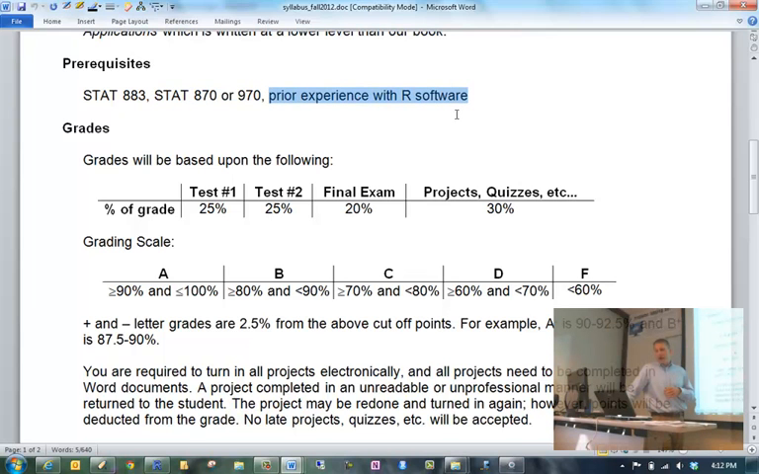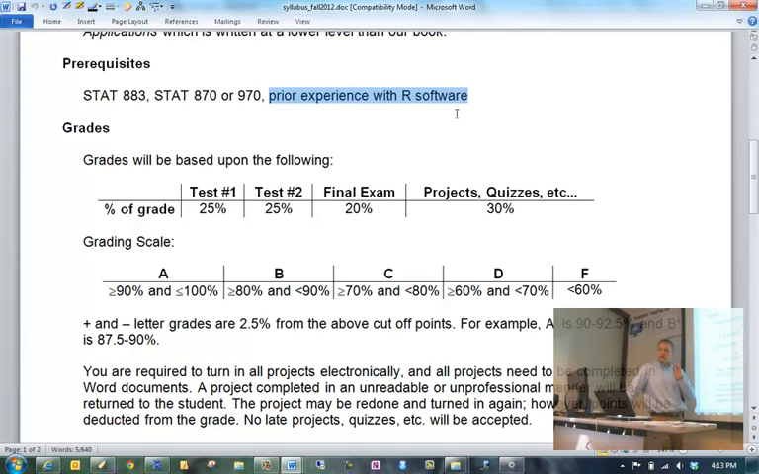Also, you need to have some prior experience with R software. I am not going to do an introduction to R here. You need to have had experience with it before coming to this class. If you haven't had experience with R, you probably shouldn't take this course. You can talk to me more later if you want to.